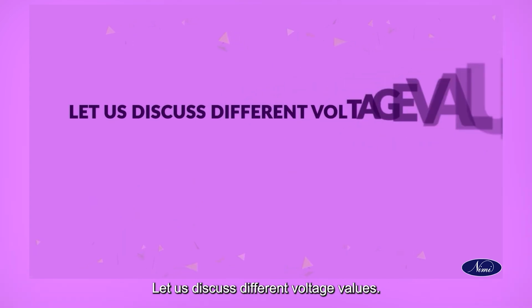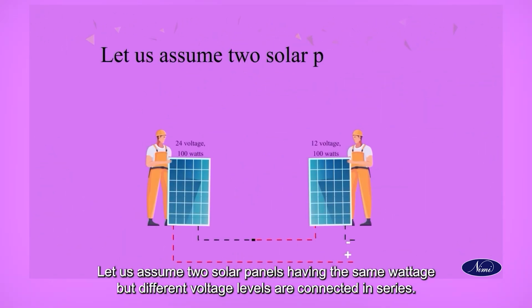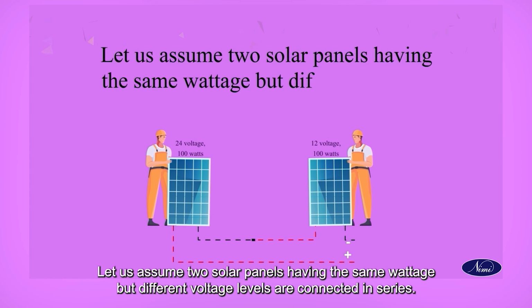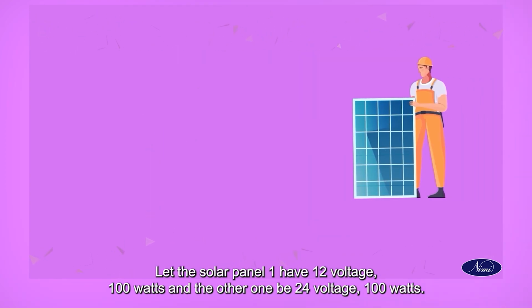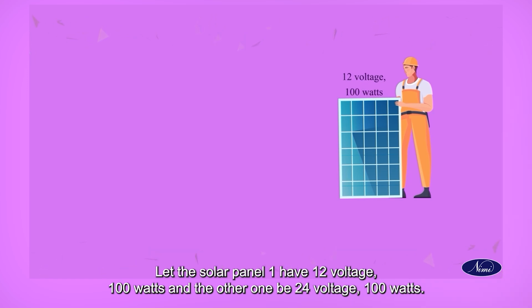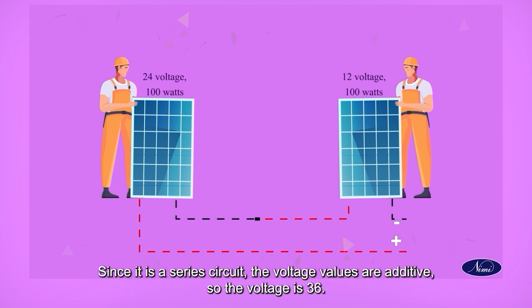Let us discuss different voltage values. Case 1. Let us assume two solar panels having the same wattage but different voltage levels are connected in series. Let solar panel 1 have 12 volts, 100 watts, and the other panel be 24 volts, 100 watts. Since it is a series circuit, the voltage values are additive, so the value is 36.